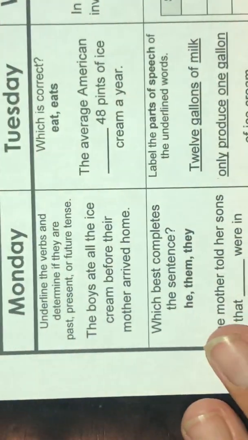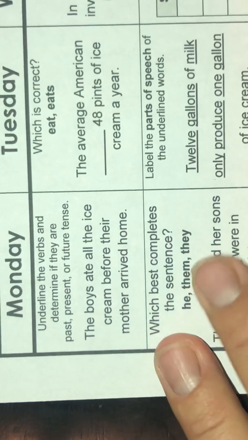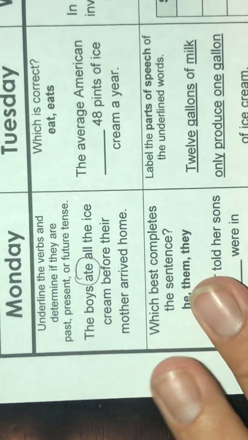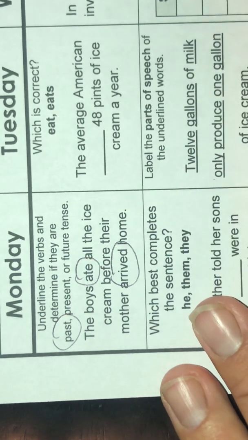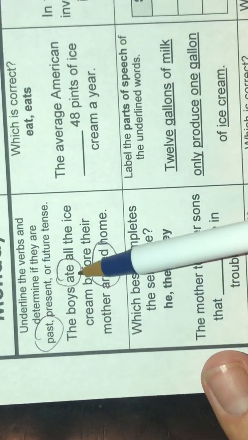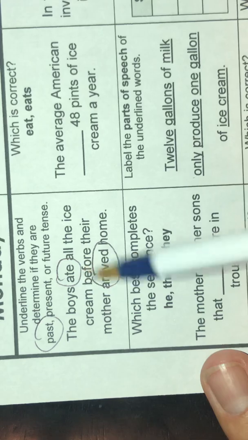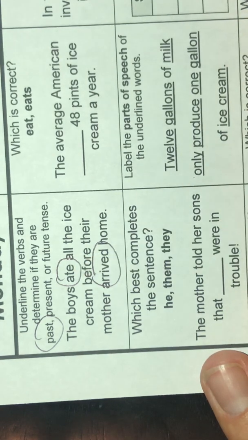Okay, let's go and take a look at the grammar. Underline the verbs and determine if they are past, present, or future. The boys ate all of their ice cream before their mother arrived home. These are all past tense. Ate is the irregular past tense of eat, because you don't say eated.